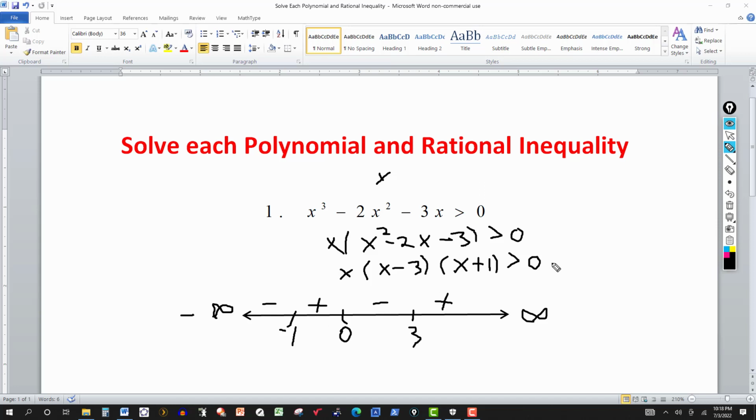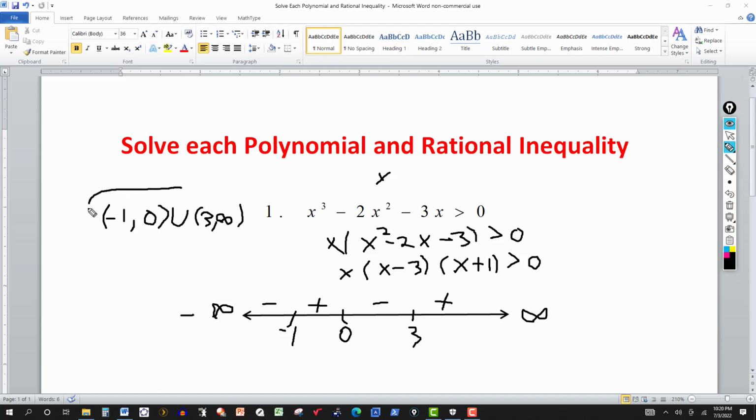So my solution for this one is going to be, put it over here, negative 1 to 0. So from negative 1 to 0, I want positive, so that's right there. And then it's a union here, together with, we're looking at the intervals that generate a positive value, and if we pick numbers larger than 3, this would be 3 to infinity. Let me make that infinity a little bit better here.